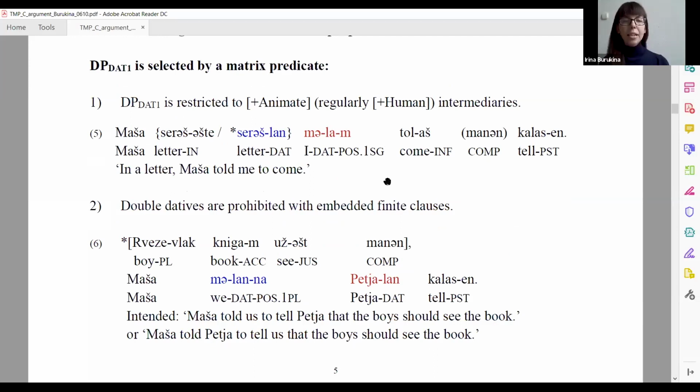And also such double datives are prohibited with embedded finite clauses, for instance. So if both dative DPs are in the matrix clause, then why would one of them suddenly disappear when we embed a finite clause instead of a non-finite clause, right? So this is not what we expect.